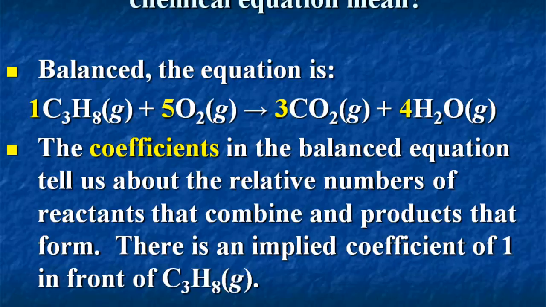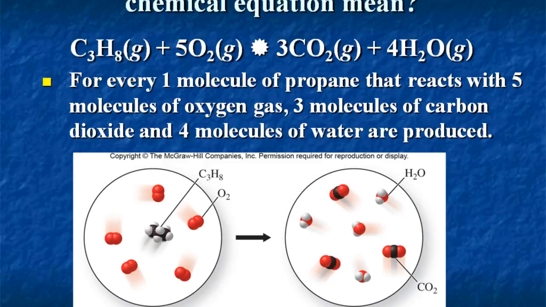So, those coefficients in the balanced equation tell us about the relative numbers of the reactants that combine and products that form. As I said, the coefficient 1 is invisible, but we need to see that when we look into the mole ratio things, which you will see in a while. Now, again, for every molecule of propane that reacts with 5 molecules of oxygen, 3 molecules of carbon dioxide and 4 molecules of water are produced.